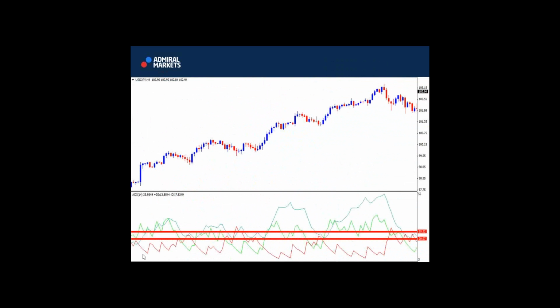So let's take a look at a few examples here. Green is above red, so we're in an uptrend, right? Here, though, we have red above green, which happens because we got a bigger retracement. Now, of course, that doesn't mean we're in a big downtrend.